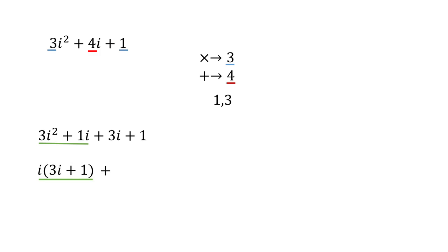There's nothing that divides 3 and 1, so we put a 1 outside the bracket, and 3i plus 1 in the bracket. You'll notice our two brackets match up, so that is one of our factorized brackets. The other one is the i and the plus 1 together outside the brackets. So our finished brackets are 3i plus 1 and i plus 1. If you've written your brackets the other way around, that's absolutely fine.